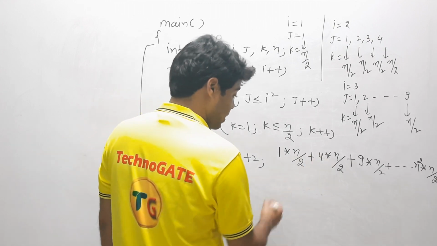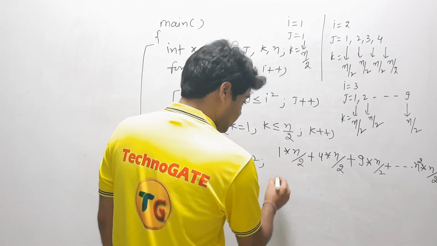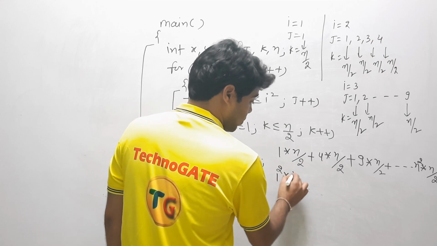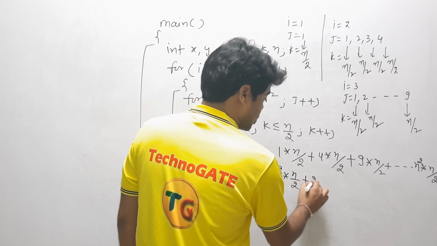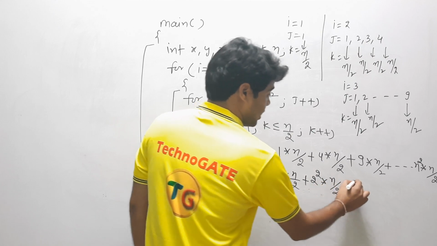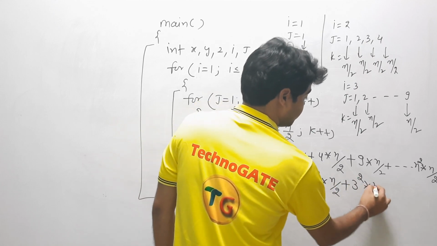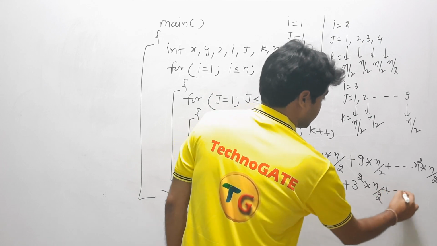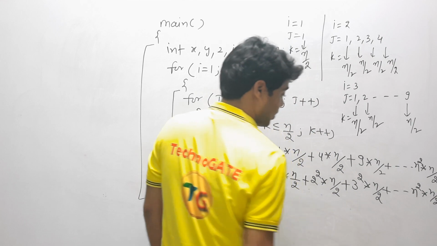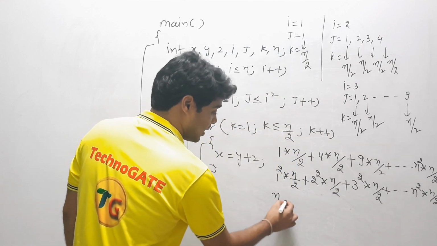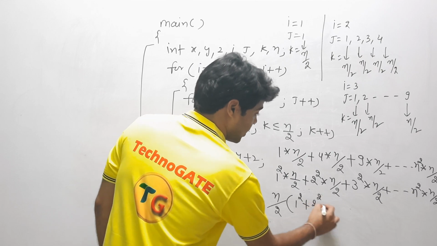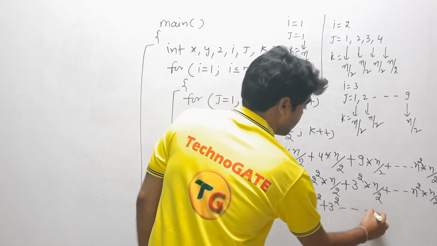So what is the expression here? What is the common term here? We can write 1 square into n by 2 plus 2 square into n by 2 plus 3 square into n by 2 plus up to n square into n by 2. What is common here? n by 2 is common. So here 1 square plus 2 square plus 3 square up to n square.